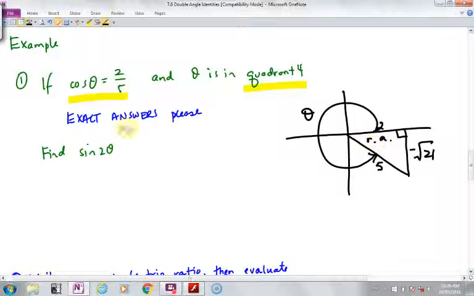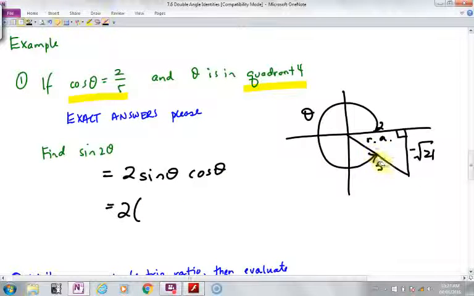Okay? So now let's go back to what we're trying to figure out. We're trying to find out what sine 2 theta is. Now I don't know what theta is, so 2 theta isn't going to be very helpful to me. But I do know that sine 2 theta is the same as 2 sine theta cos theta. And I know what cos theta is because I was told what cos theta is. And I can figure out what sine theta is now because I have a diagram that's going to allow me to figure that out. What is sine theta?